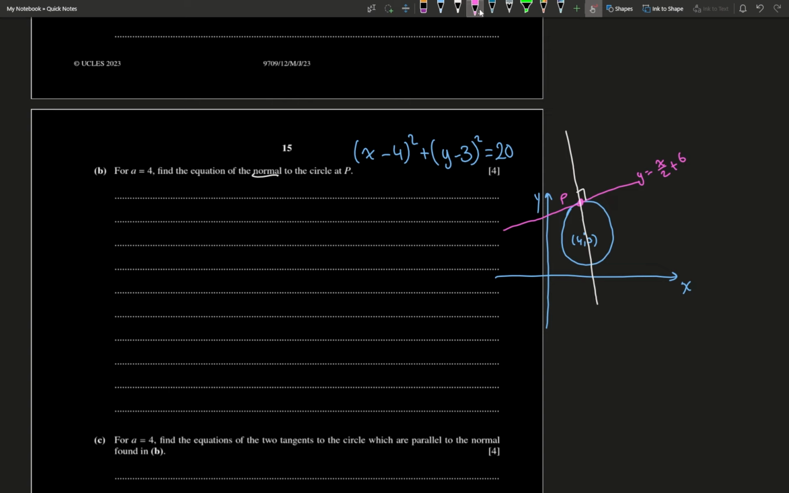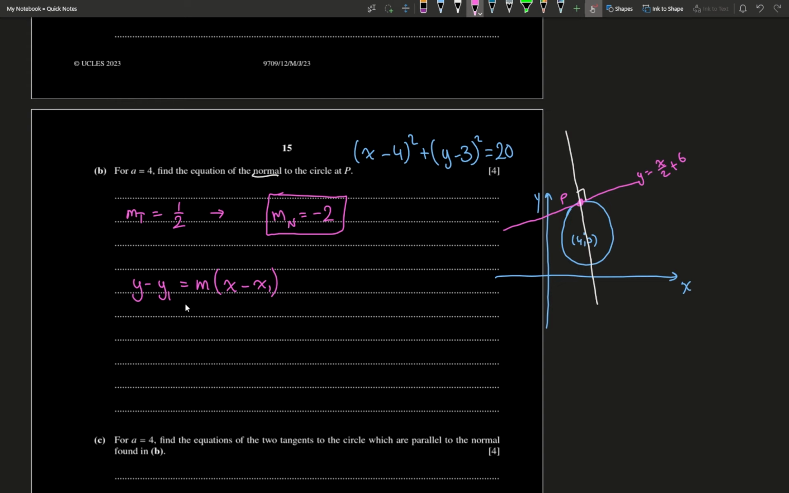We already know that the gradient of the original line, the tangent, is equal to a half. This means that the gradient of the normal line will be the negative reciprocal of the gradient of the tangent, which will be negative 2. You multiply by negative 1 and then take the reciprocal of this number. Good, this is the gradient of the normal. Now we can use the straight line equation y minus y1 is equal to m multiplied by (x minus x1) and then substitute your values to find the equation of the normal.